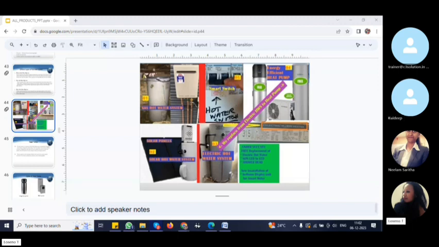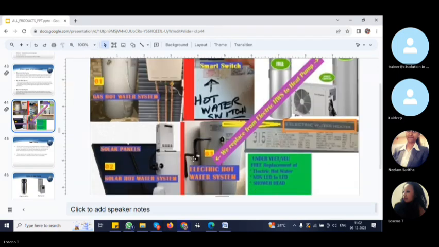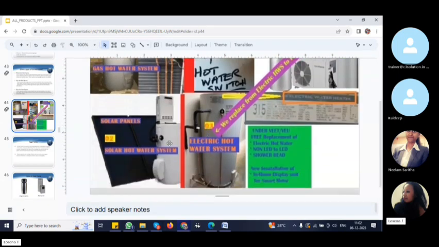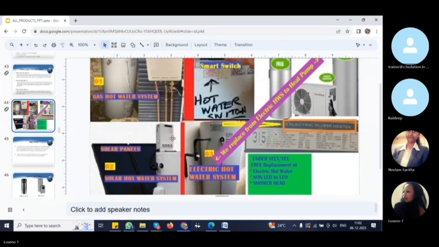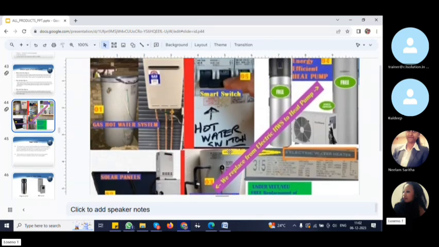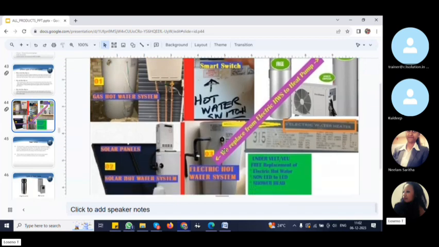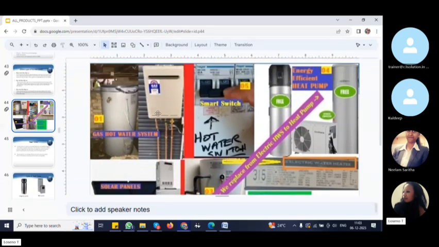This booster I'm talking about, like this one here. They have a storage tank, but they also have a booster. So if someone has an electric hot water system, it just has to be the electric storage tank itself. No extra boosters. It could be a solar booster, it could be a gas booster, it doesn't matter. They are not qualified.